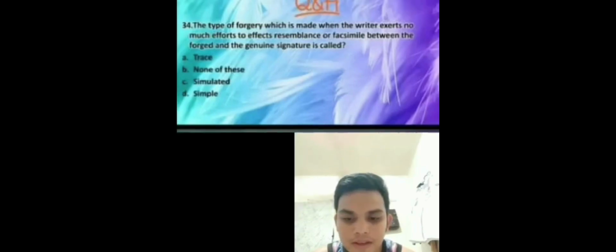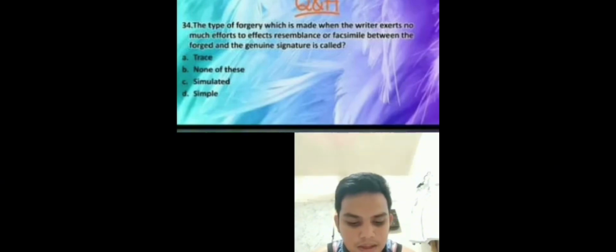Question 34. The type of forgery which is made when the writer exerts not much effort to effect resemblance or facsimile between the forged and the genuine signature is called letter A, trans, letter B, none of this, letter C, simulated, letter D, simple. The correct answer is letter D, which is simple.